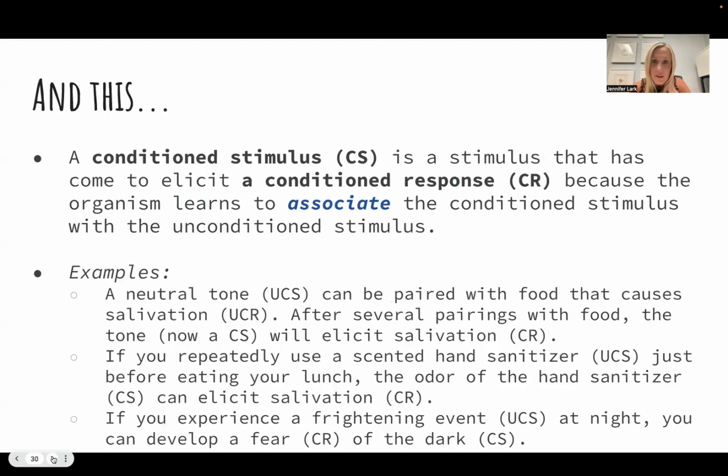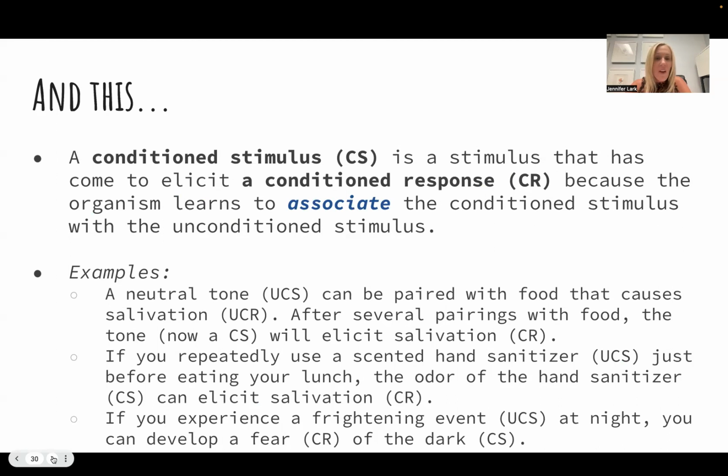A conditioned stimulus is a stimulus that has come to elicit a conditioned response only because the learner learns to associate the conditioned stimulus with the unconditioned stimulus. Those are paired together over and over again, and now this conditioned response to that item alone is elicited. So for example, a neutral tone can be paired with food, and that causes salivation to both, so that eventually if you just hear the tone, you're going to salivate.